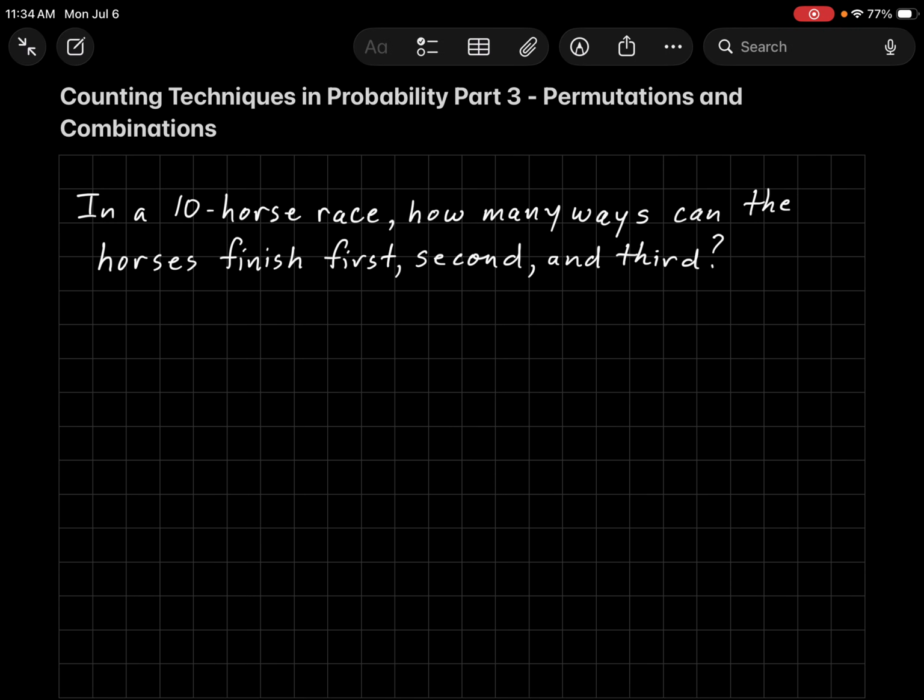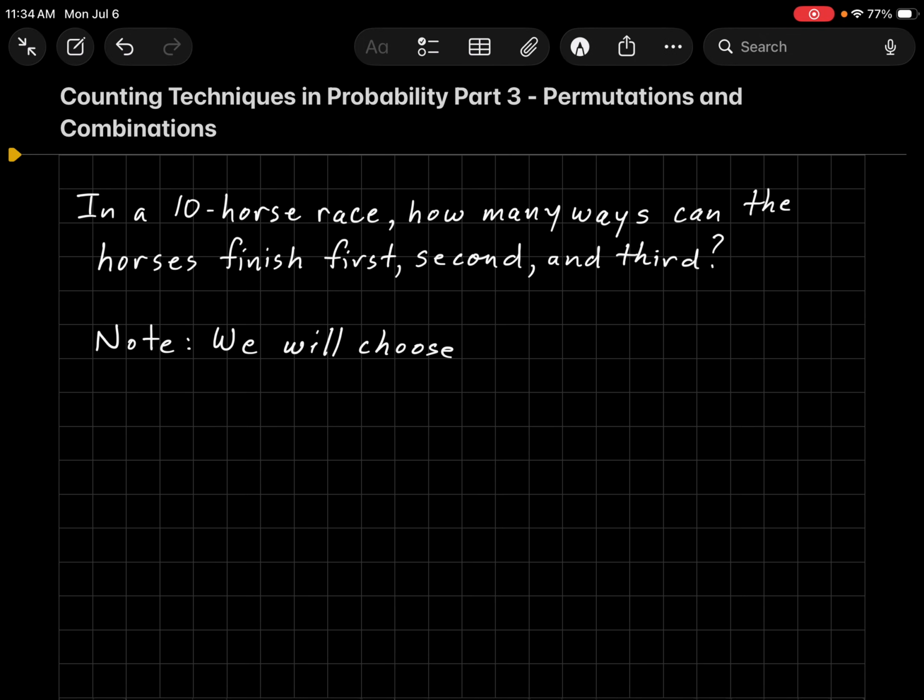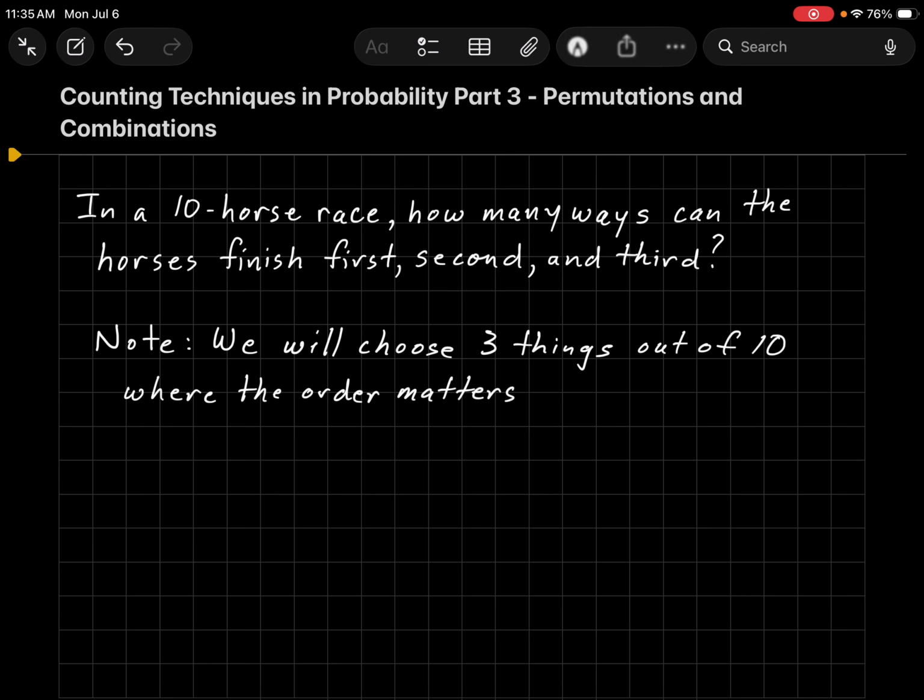In a 10-horse race, how many ways can the horses finish first, second, and third? Note what we're doing here. We are going to choose 3 things out of 10 where the order matters. That is, it matters which horse comes in first, second, and third. And we want to see how many different ways we can order this.